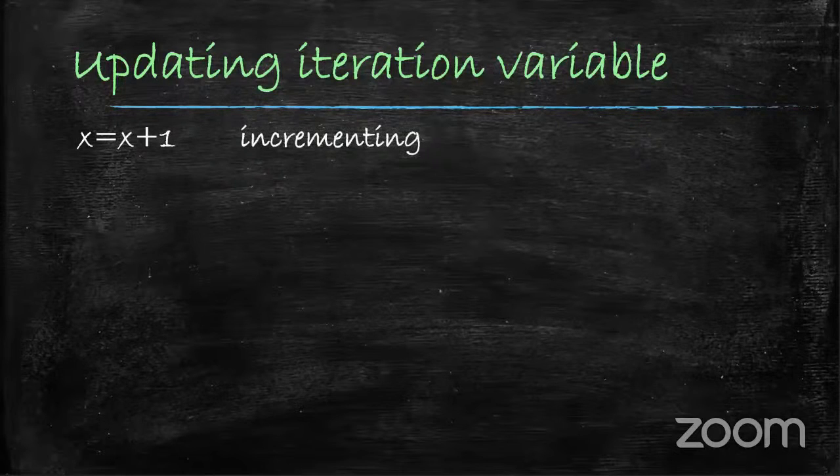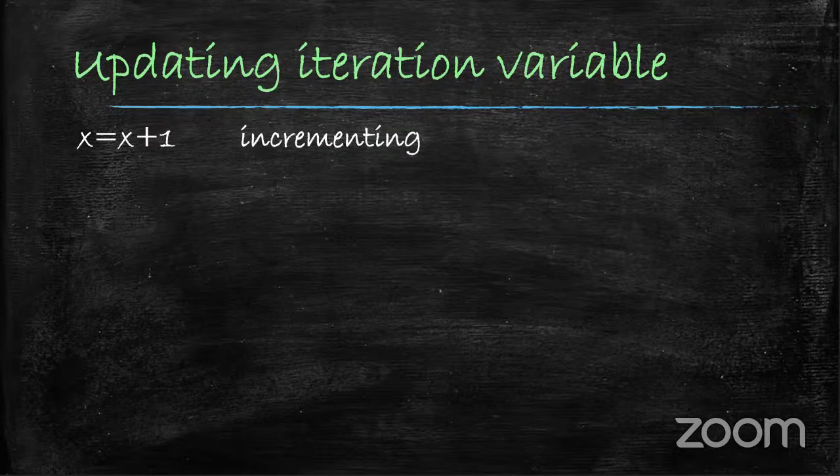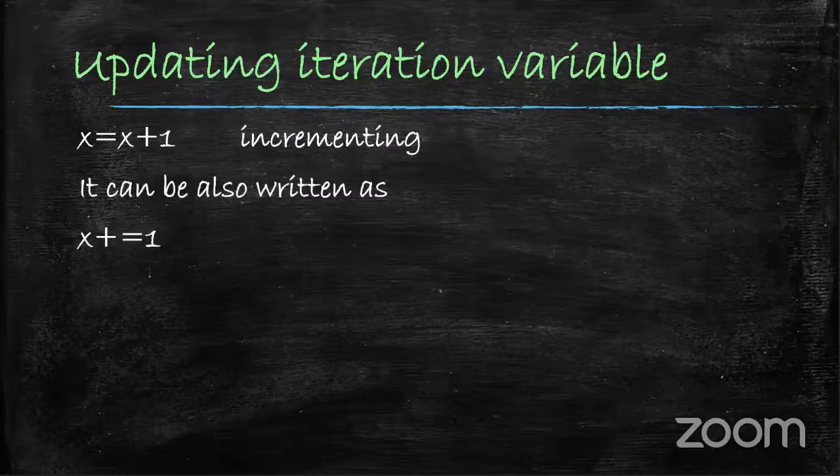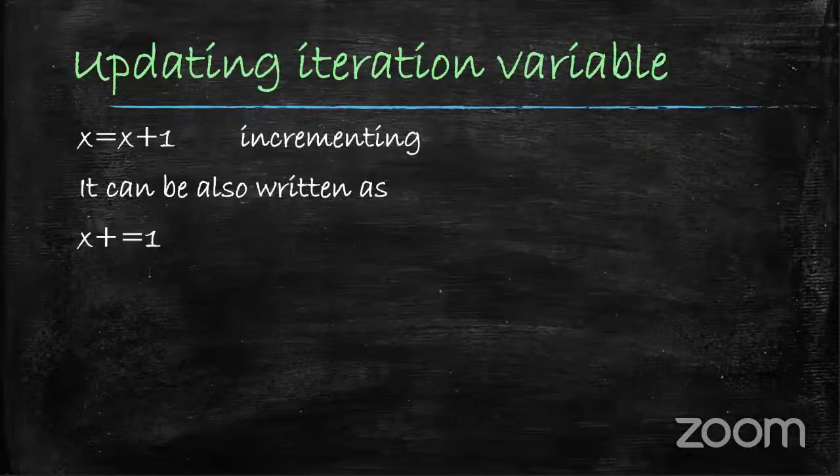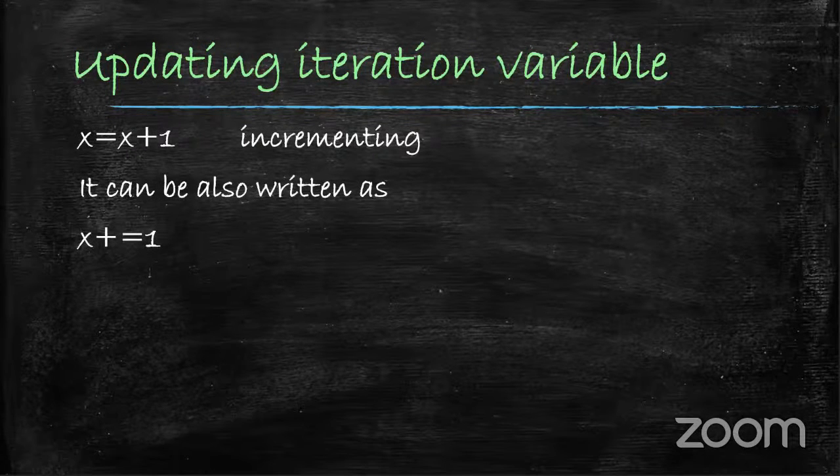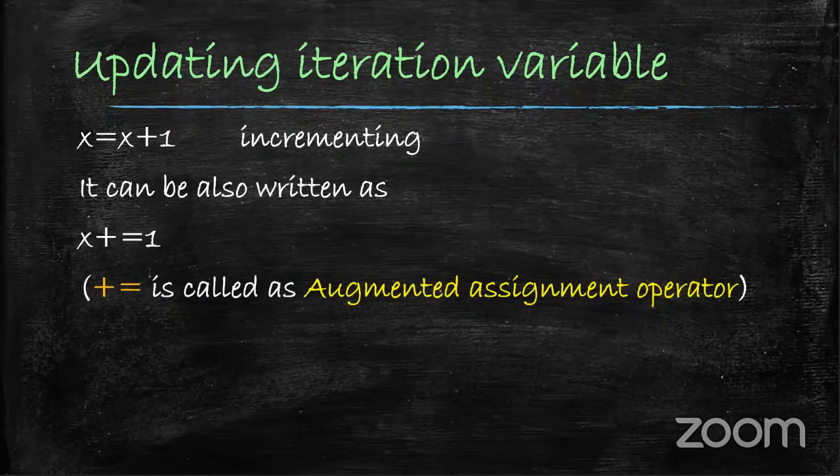This is called incrementing. You are incrementing the value of x by 1. You can increment the value of x by 2 or 3 or 4; it's up to you. This incrementation is very much required for loops, so we have a shorthand for this operation. It is written as x += 1. Whenever you write x += 1, it is equivalent to x = x + 1. Is it clear?